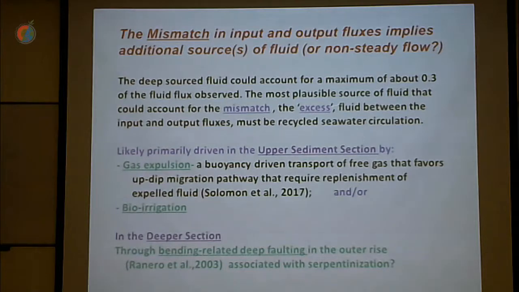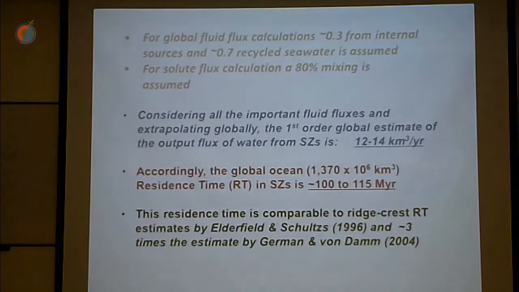For example, off Costa Rica, when we take the velocities of the basement there, it suggests that we have about 15% serpentinization there. So there is a lot of influx of seawater into the system, which is not being taken into account, and that is about 0.7 of the total of the fluid flux that we are seeing coming out of the environment. Next slide. So I'm just giving you here again the 0.6, 0.7.